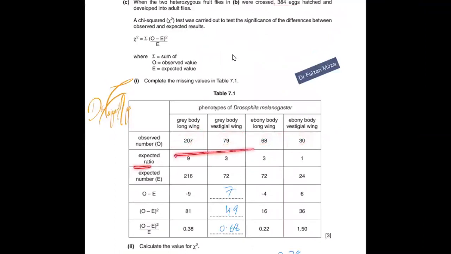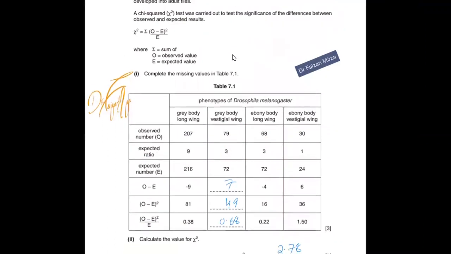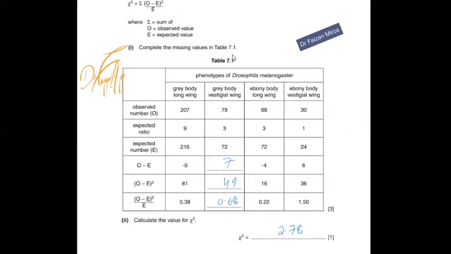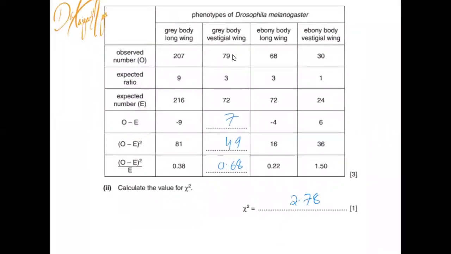Our expected ratio will be 9:3:3:1, which we have already discussed. Using the 9:3:3:1 ratio, I can calculate our expected values. I've discussed the chi-square test in one of my detailed videos previously as well.